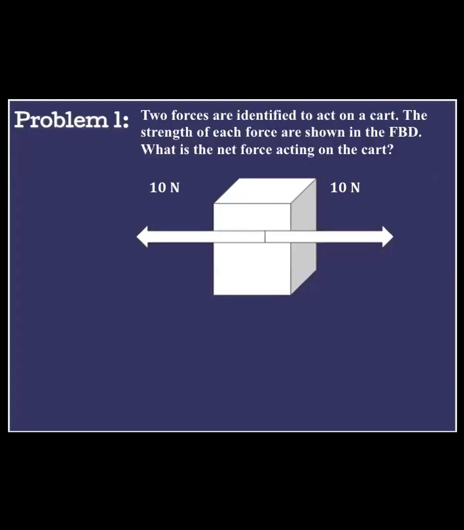So let's take on some problems right here. This is problem number 1. Two identical forces act on a cart. The strength of each force is shown in the free body diagram. What is the net force acting on the cart? So I am going to go ahead and share my other screen, and what you will do is follow through our calculations. Okay? So let's go ahead and continue problem solving this.